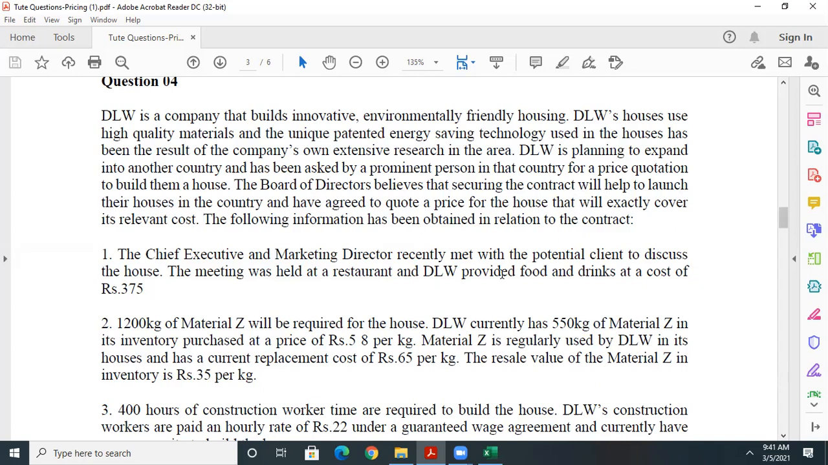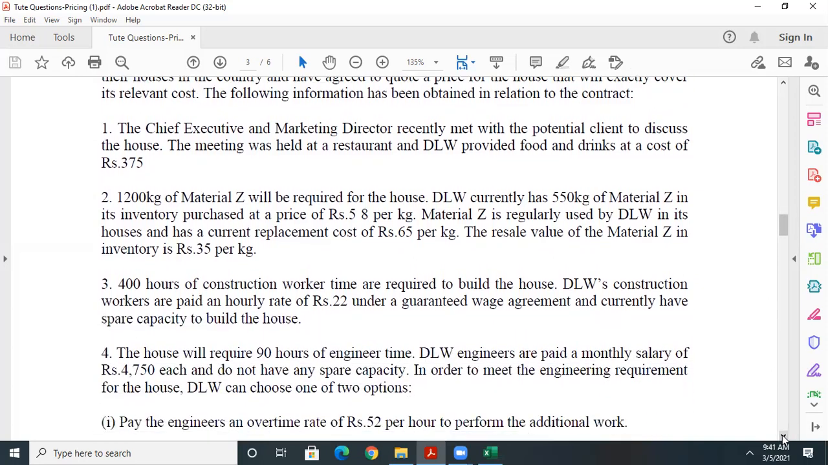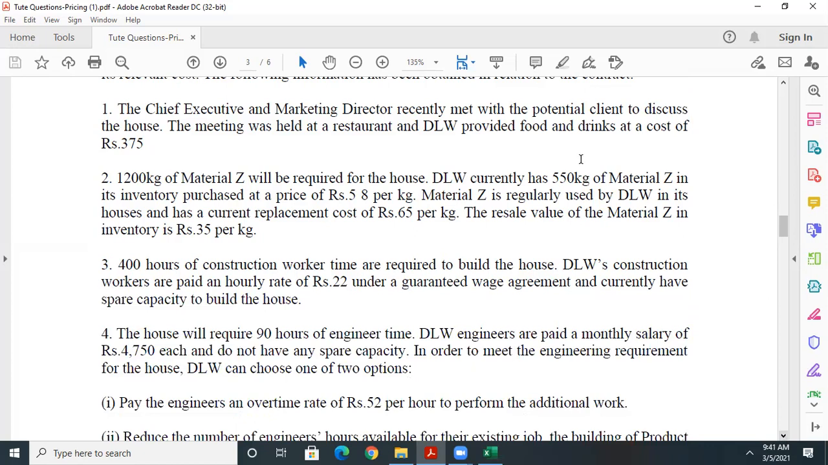The following information has been obtained in relation to the contract. The chief executive and the marketing director recently met with the potential client to discuss the house. The meeting was held at a restaurant and DLW provided food and drink at a cost of rupees 375. So just forget about the number.